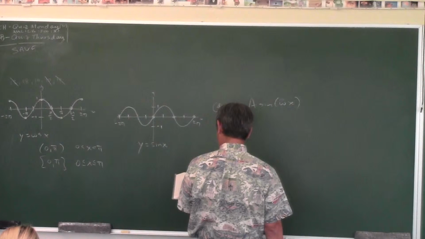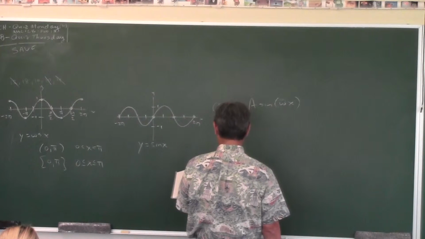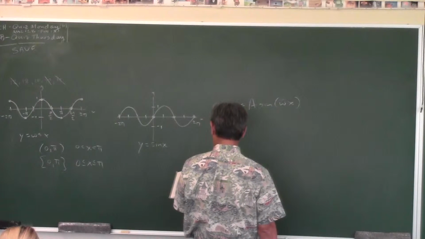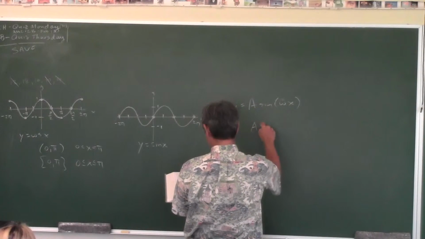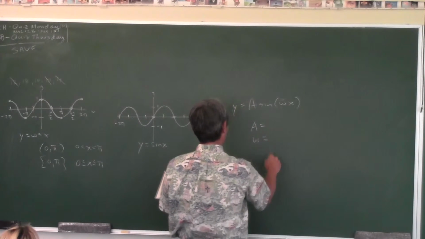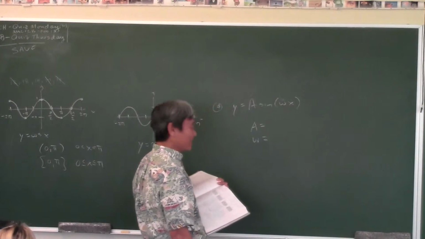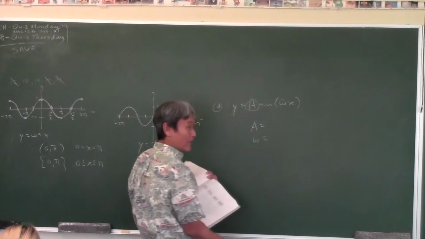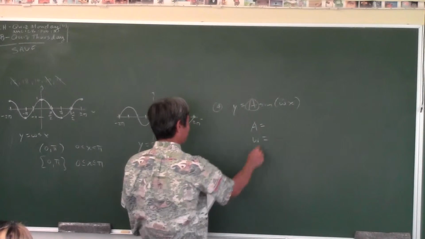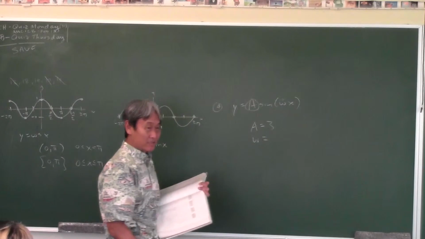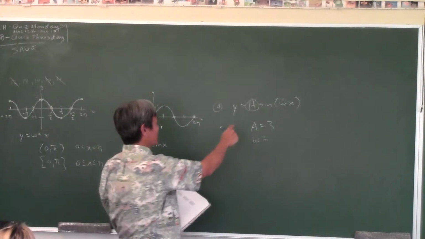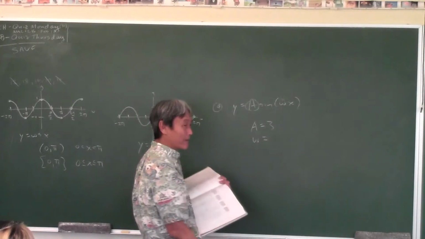Okay, what problem are we doing? Has amplitude 3 and period 2. So they're asking, what is A and what is omega? Well, if the amplitude is 3, doesn't this number tell you the amplitude? So that means A is 3. Amplitude is the absolute value of this number in the front, remember?